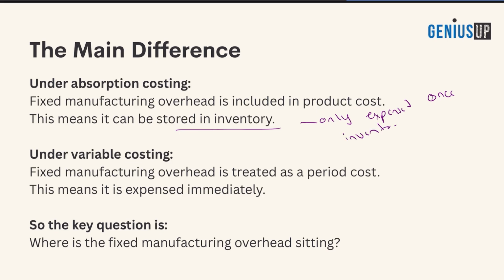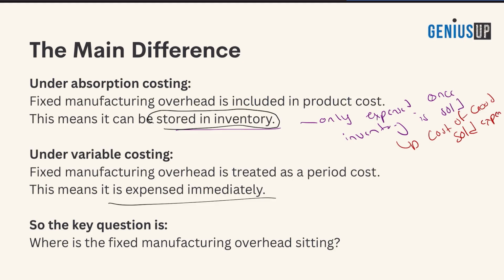inventory is sold. And remember, once inventory is sold, we expense it through cost of goods sold or cost of sale expense. So that's the only time we expense them under absorption costing, when these products are sold, because the fixed manufacturing overheads are sitting in product cost or in inventory. And for them to be expensed, we need to sell the goods first. However, under variable costing, we do not include fixed manufacturing overheads in product cost. Instead, we expense them immediately when they are incurred.